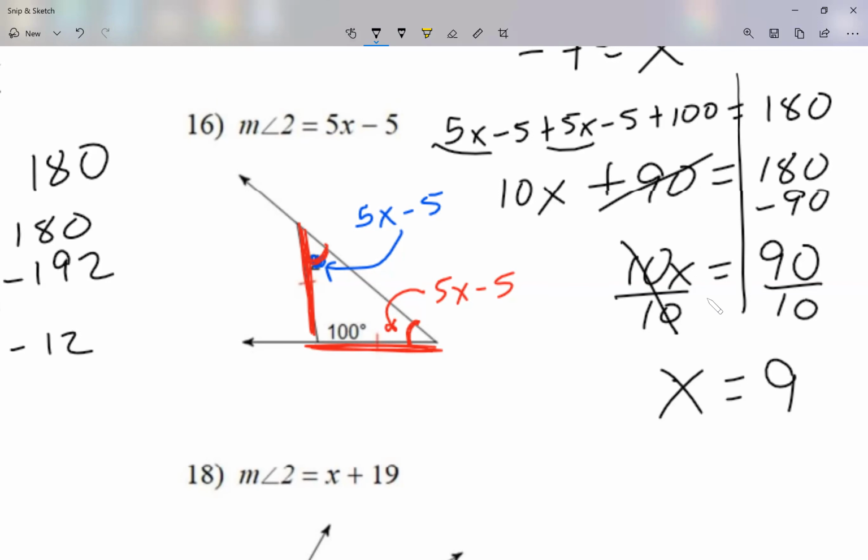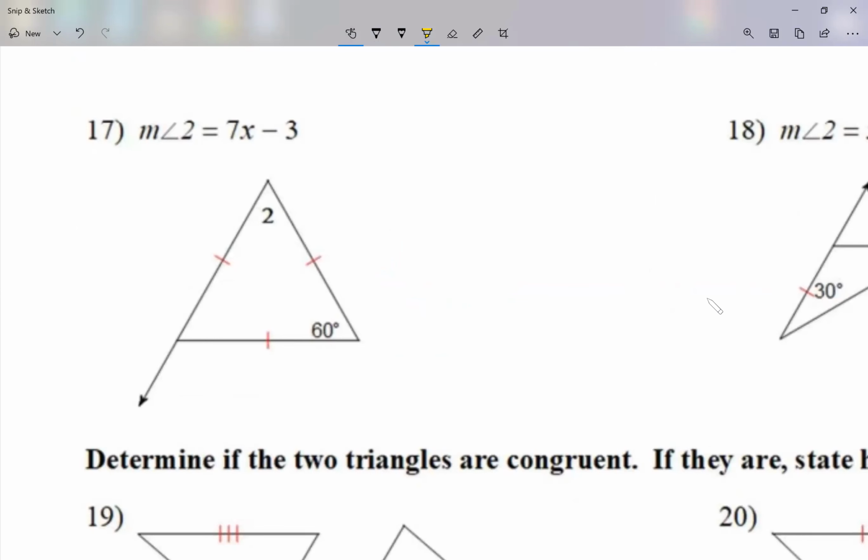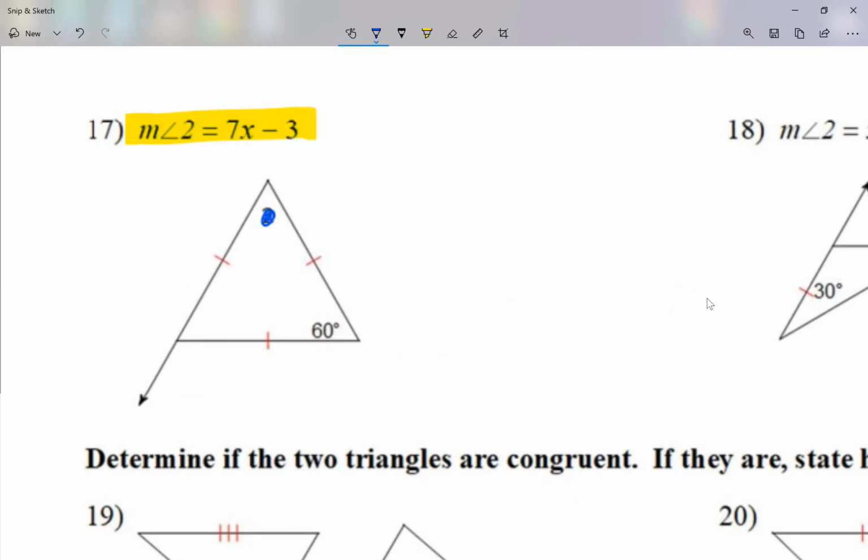Let's take a look at a couple more examples. Looking at number 17. First thing I notice is that the measurement of angle 2 is equal to 7x minus 3. Okay, so instead of angle 2, let me erase that. I'm going to say 7x minus 3 is this corner.